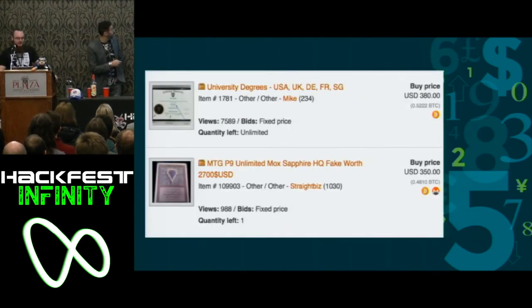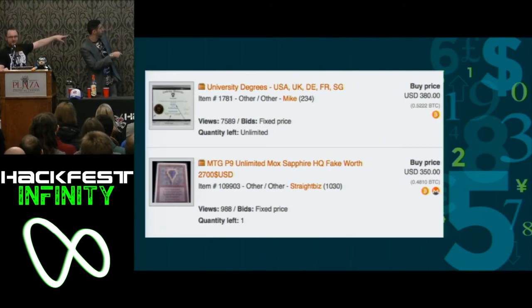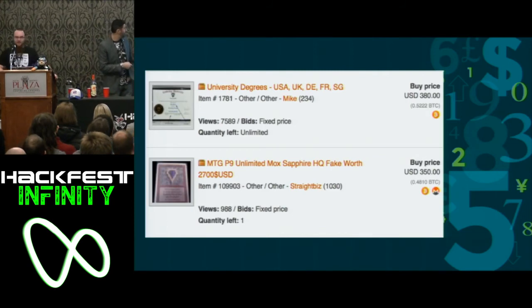Anybody play Magic the Gathering? So you can buy Power 9 counterfeits. That's pretty terrible. Those Power 9 cards are worth thousands of dollars if they're legit. So $350 for a counterfeit, if you've got a pawn shop that isn't good at spotting counterfeit MTG cards.